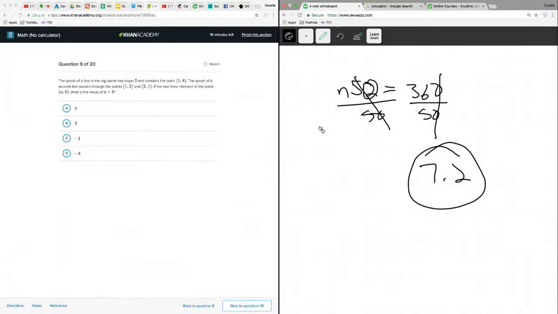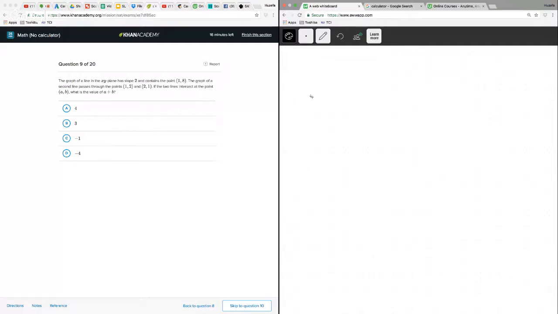Next, we've got almost halfway done. It's not bad. The graph of a line in the xy plane with a slope of 2 contains the point (1, 8). The graph of the second line passes through these two points. The two lines intersect at (a, b). What is the value of ab? Okay, so they intersect, so we have to solve a little system of equations.